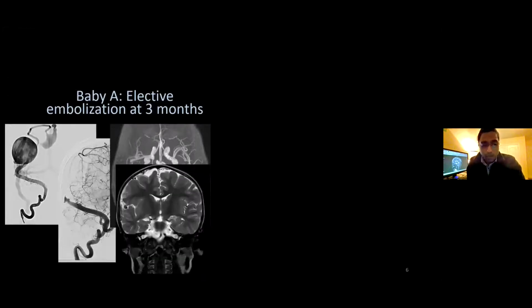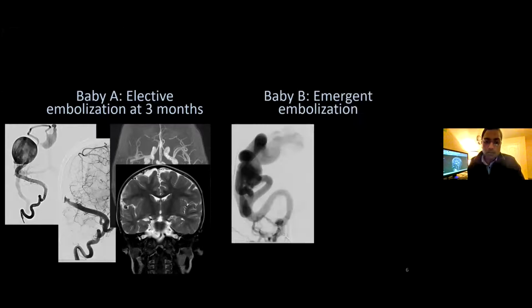And this is the MRA after 1 year showing an exclusion of that lesion. And the MRI showing the brain has healed well. And this child is going to have a normal development like any other child of this age.